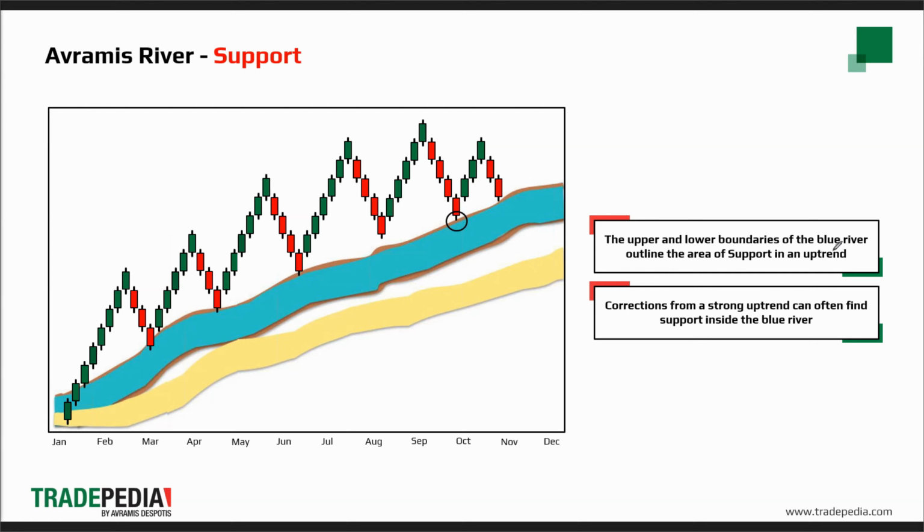The upper and lower boundaries of the Blue River outline the area of support in an uptrend. As I said, you can practically draw this as a trend line, and it's the same thing. It's a very good indicator to use in case price breaks below the trend line. So all these are very strong support levels. A correction from a strong uptrend can often find support inside the Blue River.